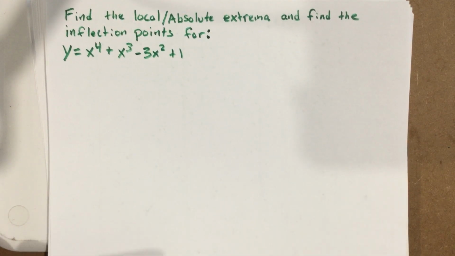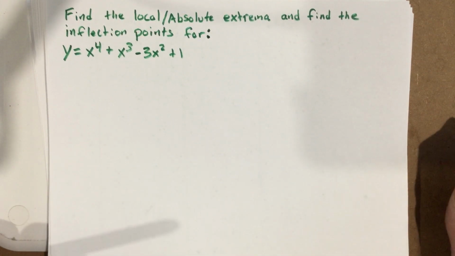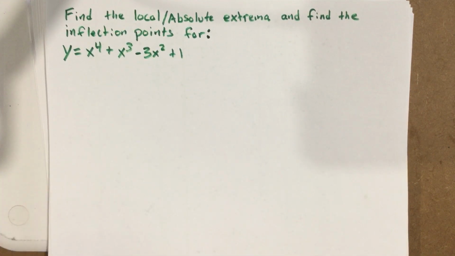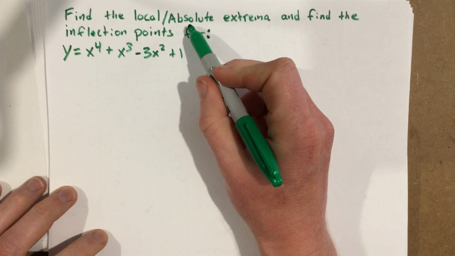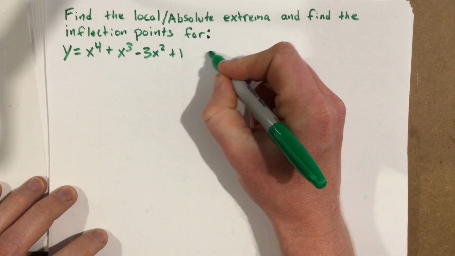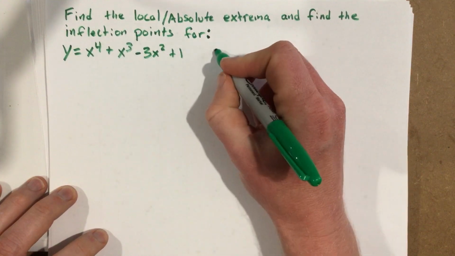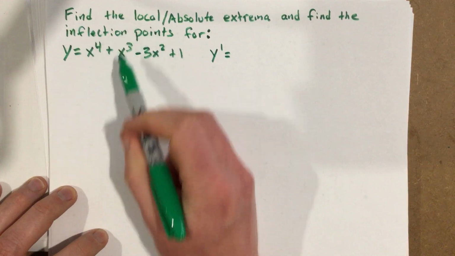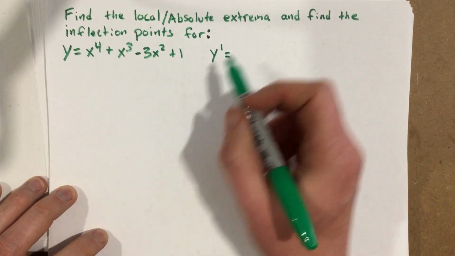All right, this is a problem where we're going to find the extrema and the inflection points for this function here. Now, if we want to find the extrema, we're going to take the first derivative of this function. And then to find the inflection points, we're going to take the second derivative of the function. So let's start by taking the first derivative.